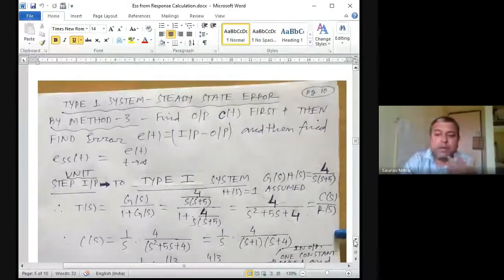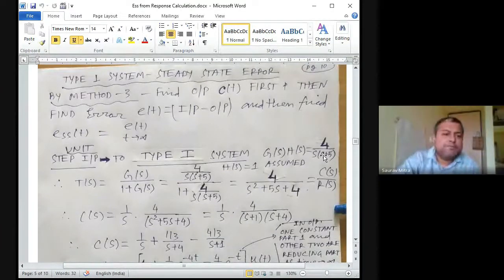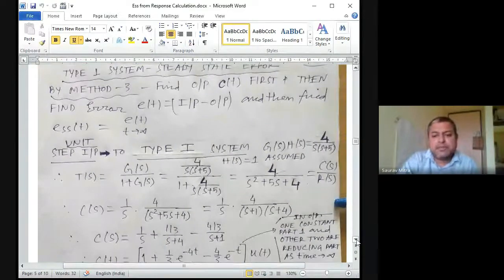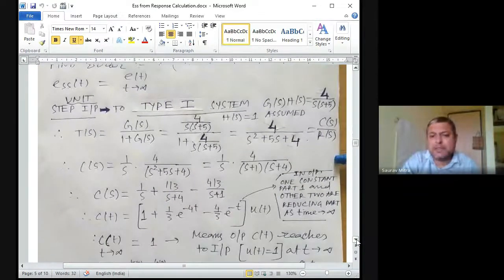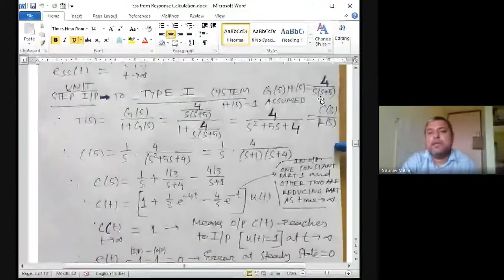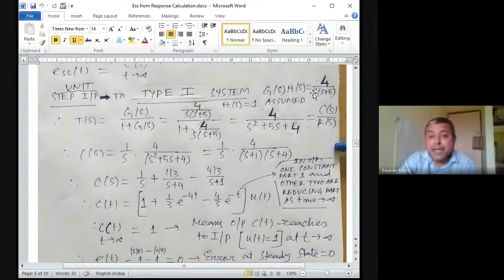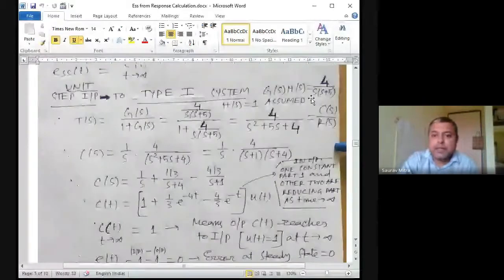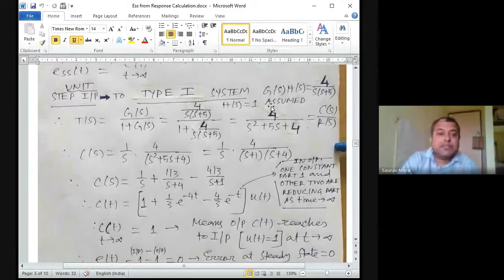So first, for the system, I have changed the system. It is 4 by s into (s plus 5). We have made it for a certain reason, that I will tell you why. So unit step, and this is a type 1 system, G(s)H(s) is 4 by s into (s plus 5). First you have to understand that this is a type 1 system. Why is this a type 1 system? Because there is an s term at the denominator of G(s)H(s). H is equal to 1. There is a pole at origin. Whenever we are finding G(s)H(s), H(s) is equal to 1 assumed. So for G(s)H(s), there is a pole at origin. That's why this is a type 1 system.